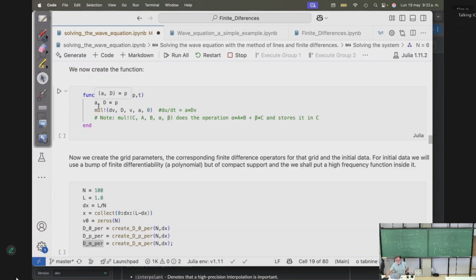We put the parameter here of the speed, and then we put the finite difference operators. And this is multiplication. So here we multiply d by b times a, and put this in this place. This is a very efficient multiplication operator, which does this thing that it says here. So it's alpha times a times b plus beta, which is 0 in this case, times c, and stores everything.